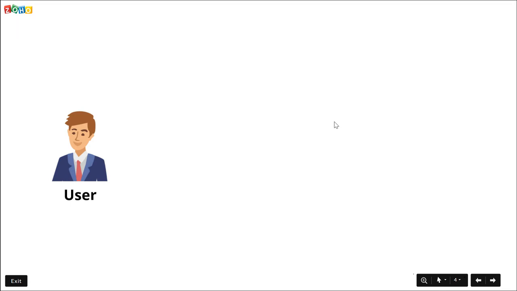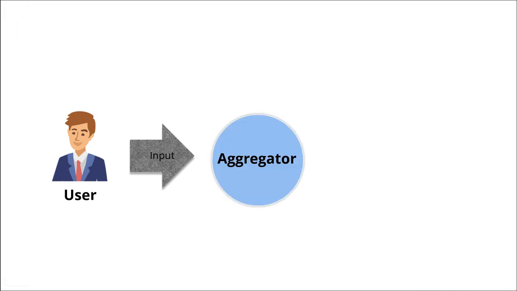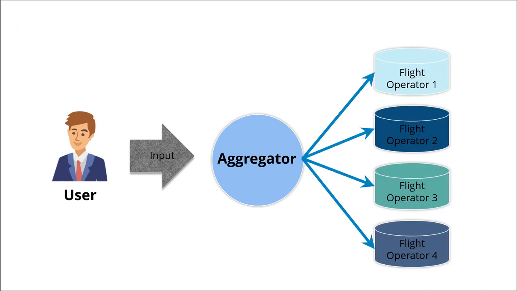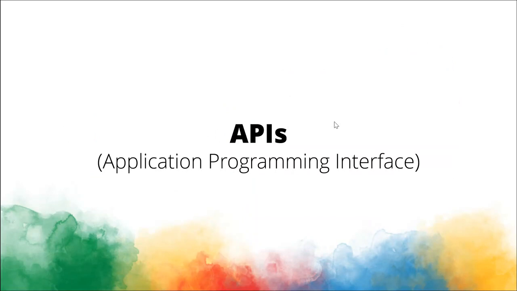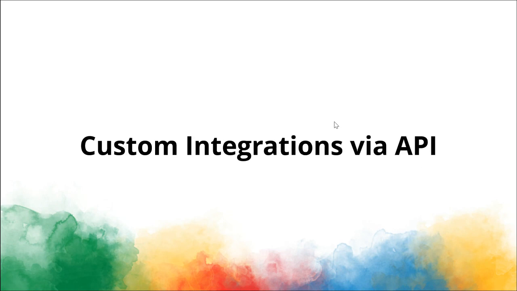Here, the user has entered something, and there is an aggregator which is working at the back end, right? That aggregator brings in different options for you, be it flight 1, 2, 3, or 4, for you to choose from, right? And how is this possible? We are doing that based on APIs. APIs stands for Application Programming Interface. And not just that, you can also go ahead and do some custom integrations via your APIs.